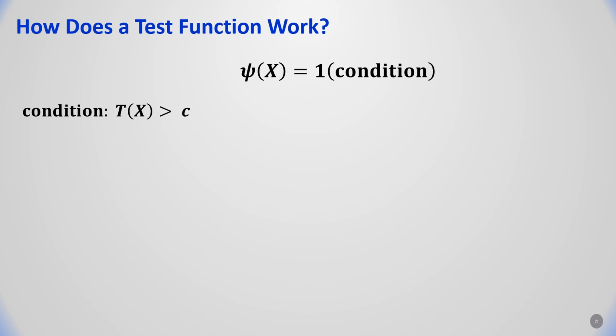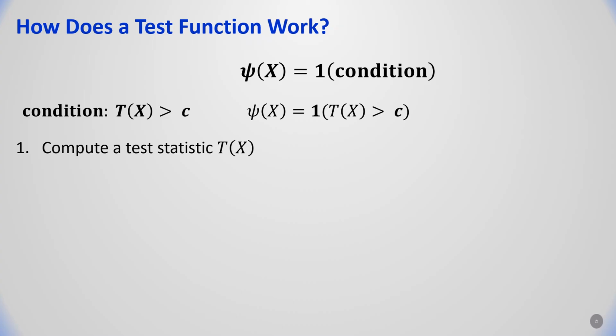Now let's see how a test function works. Recall that the test function is written as psi of x equals the indicator function of a condition. In this example, the condition is that the test statistic is greater than the critical value, denoted by C. In other words, the condition is T of x greater than C. Now let's go through the steps. First, we compute the test statistic from the sample data. Next, we compare the test statistic with the critical value.